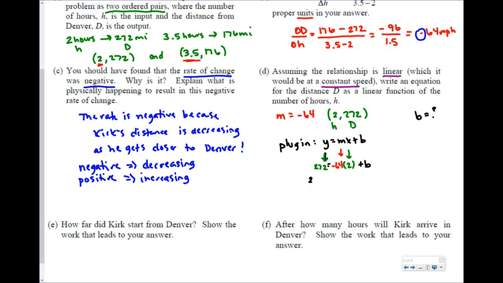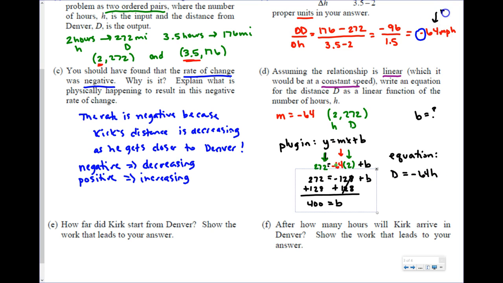So I'm going to have 272 equals negative 64 times 2, which is negative 128, plus b. Now I add that to both sides to get b by itself, and I get 400 equals b. Now that I know my slope and my y-intercept, I can write my equation. Remember the variables you're using: h and d. So you're going to have d equals negative 64h, because that's my slope, plus 400, because that's my b value. So I have my equation of d equals negative 64h plus 400. Okay.